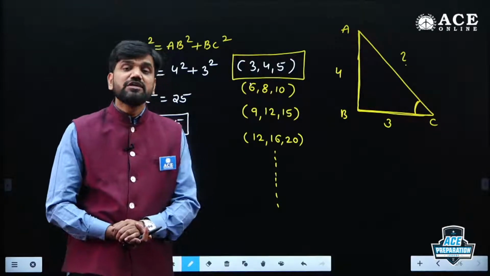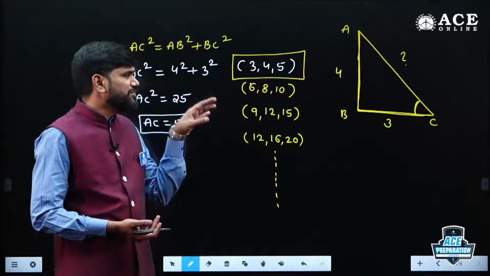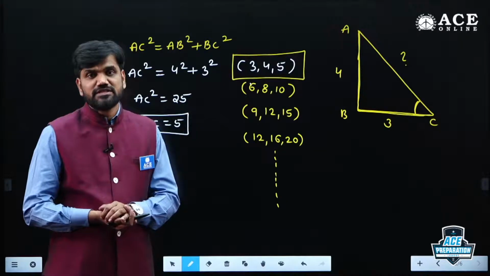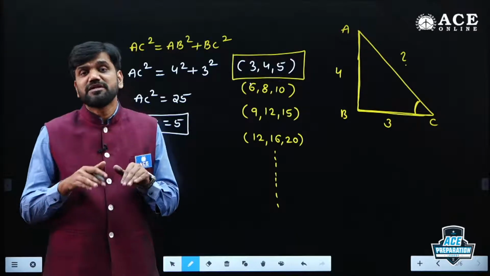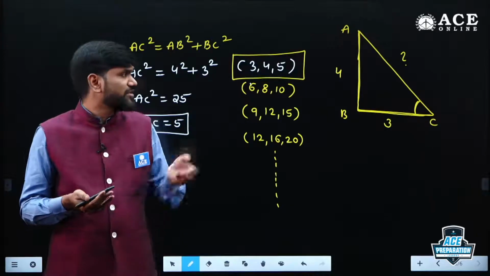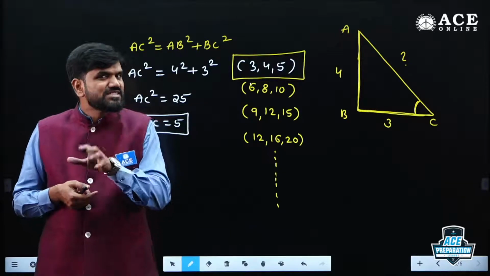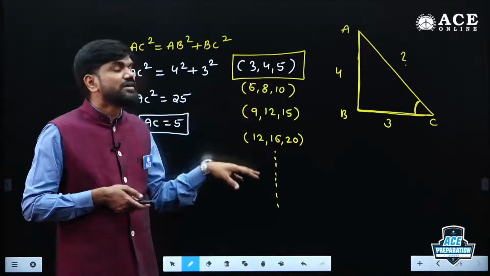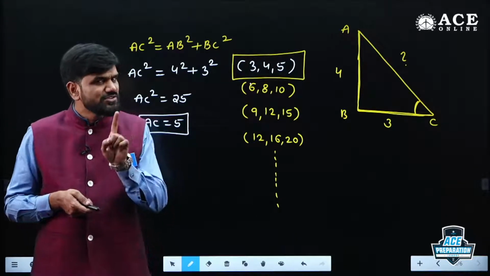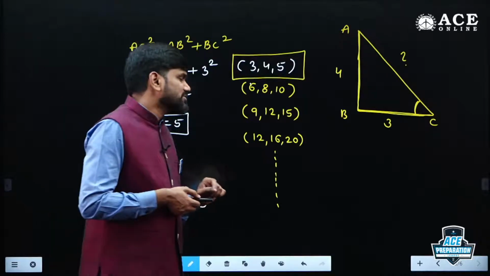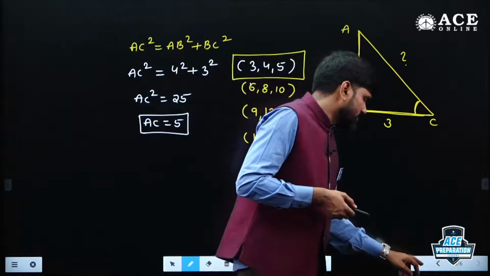So, if one set of numbers is forming a Pythagorean triplet, then if each number of the group is multiplied by the same constant number, the resulting set will also form a Pythagorean triplet. And there is one property here. So what is that property, sir? Let me show more Pythagorean triplets.